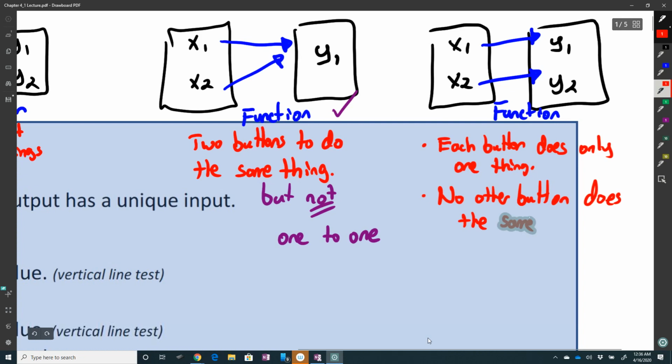So imagine if you bought a TV and you had your remote control and you lost your remote and then you had to buy a new TV because there was no other way to turn it on. So that's what we're talking about for a one-to-one function. No other button does the same thing. So if you have that, this is what's called a one-to-one function.